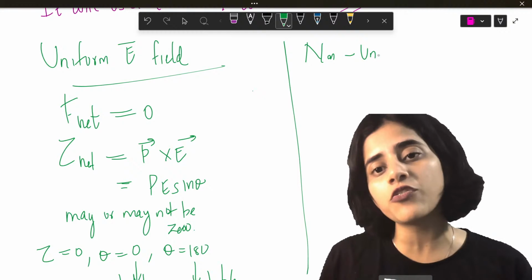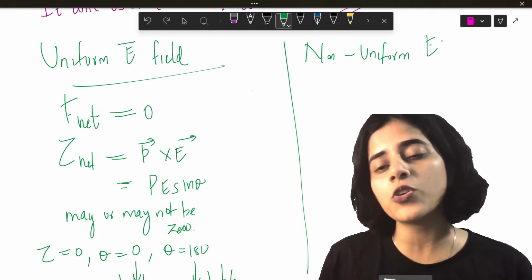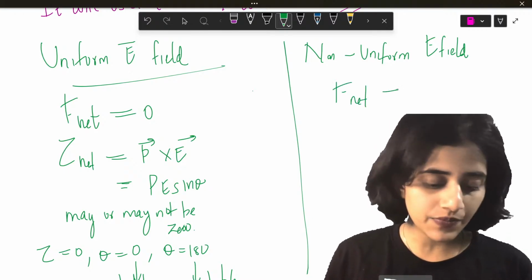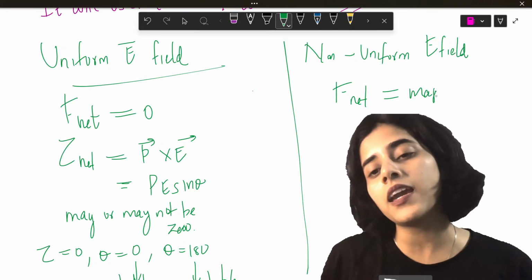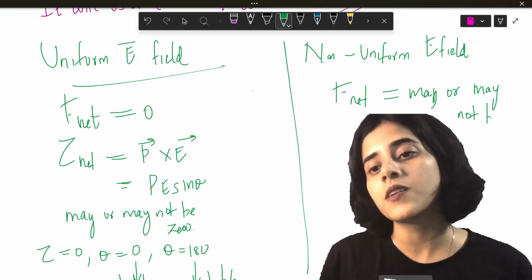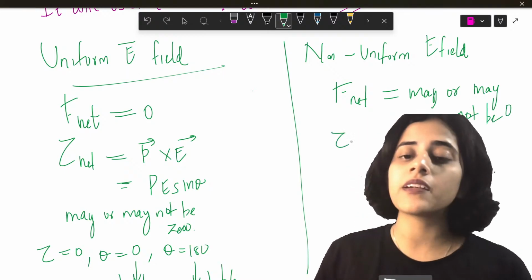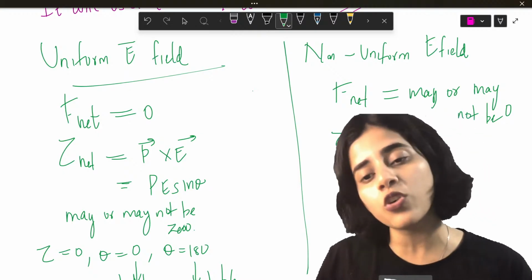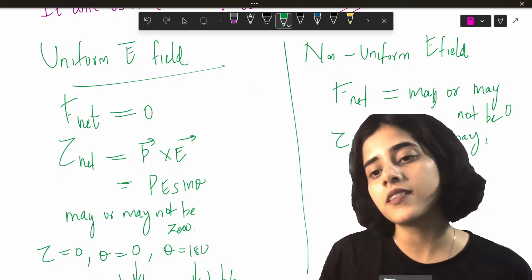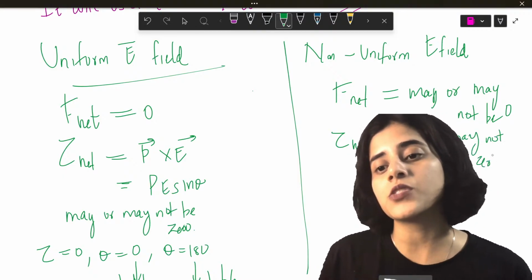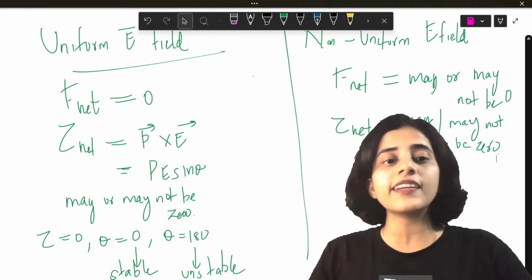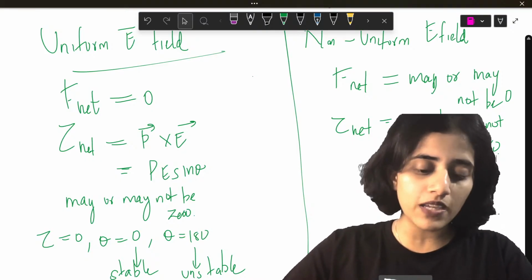For a non-uniform electric field, what happens? The net force may or may not be zero. But the net torque also may or may not be zero. So this is the general formula for a uniform electric field. It may or may not be zero.